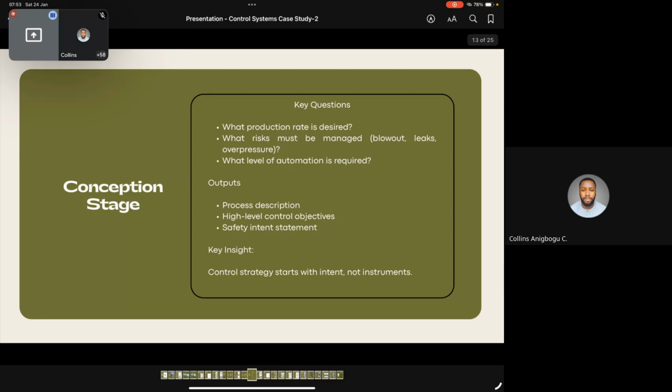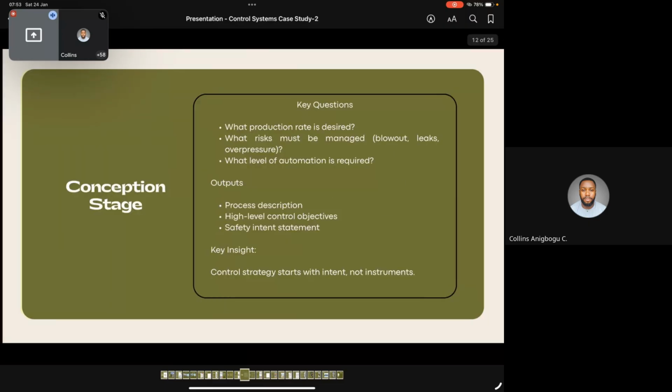How are you going to help me? So now you, as a control system engineer, will sit, take your pen and paper, note all these requirements, and then begin to ask questions. Some of the key questions you ask is, what production rate is desired?